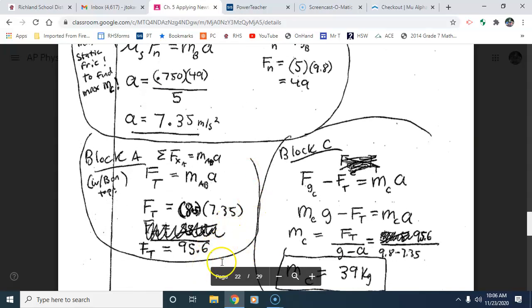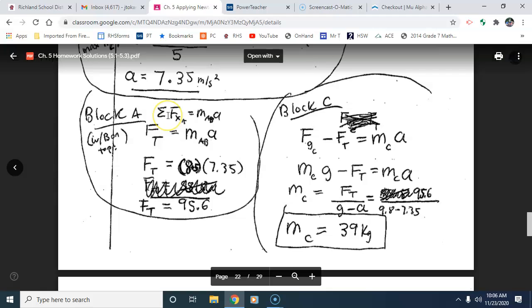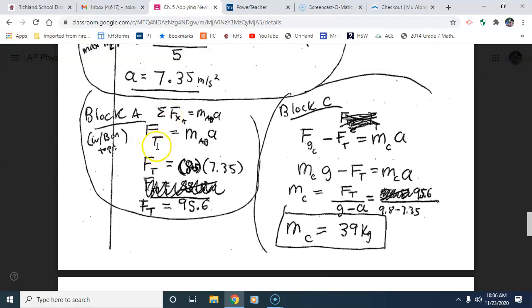Now we go to block A. The only force in the sum of all forces on the x-axis for that was tension pointing to the right.